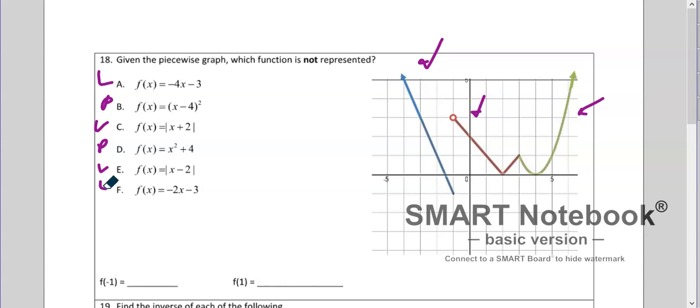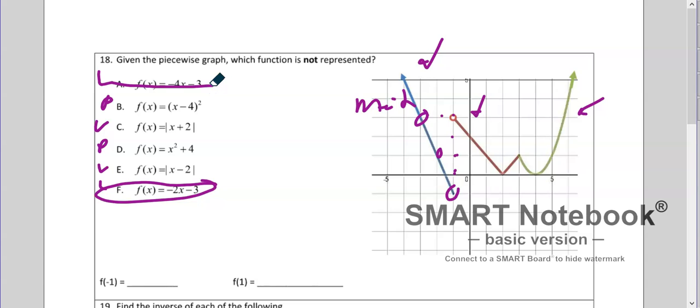But let's do the slope. Let's calculate what the slope is from here to here. Okay? So if we go up 1, 2, 3, 4, left 2, or actually there's a point right here, so we can just go up 2, left 1. That is a slope of negative 2. Right? So therefore, that's F. So we know this is not our choice.